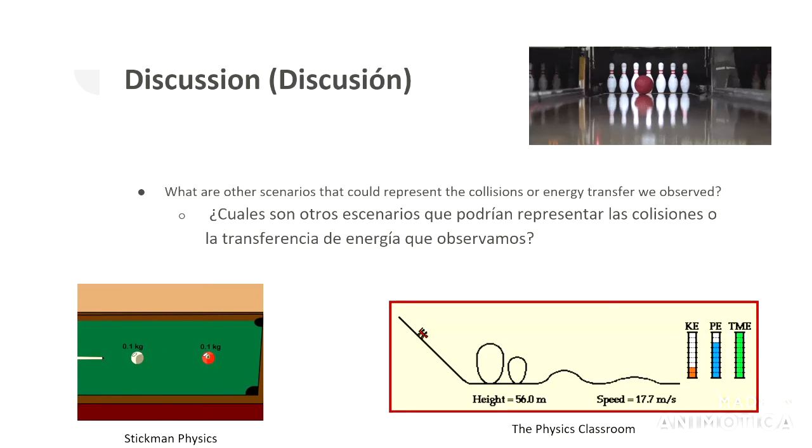We're going to have a few discussion questions. Feel free to pause the video and think about them. And again, it's okay if you don't know. There are plenty of answers available on the Jamboard, and you can always add your own. What are some other scenarios that could represent the collisions or energy transfer we observed in the second experiment? If you're stuck, think of maybe some games you've played, like bowling or pool, and think about how the energy transfer was similar, what was similar, and what was different in those scenarios versus what we did in the second experiment.